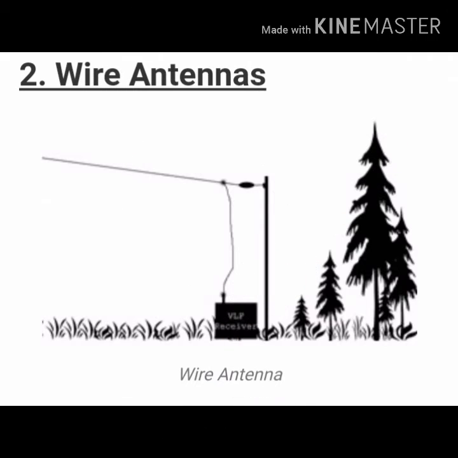Wire antenna. Wire antennas are also known as linear or curved antennas. These antennas are very simple, cheap, and are used in a wide range of applications. These antennas are further subdivided into four types, explained below.